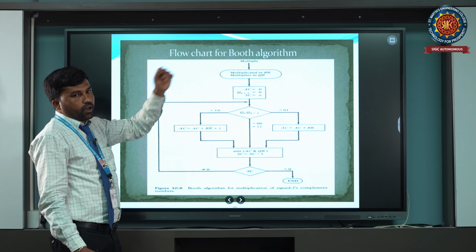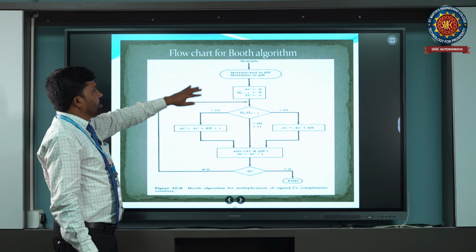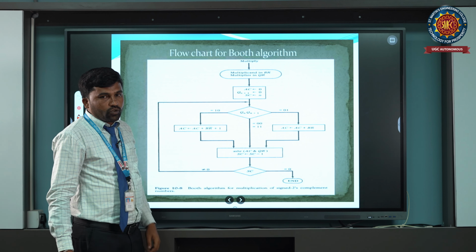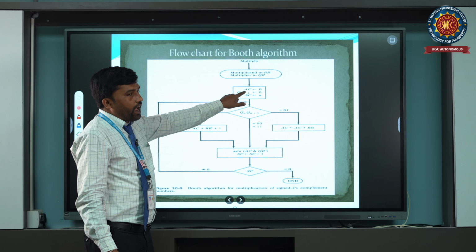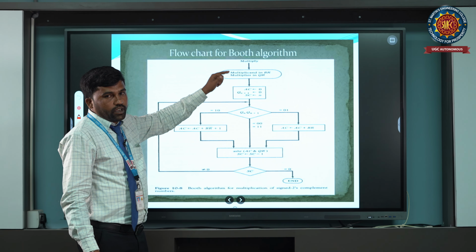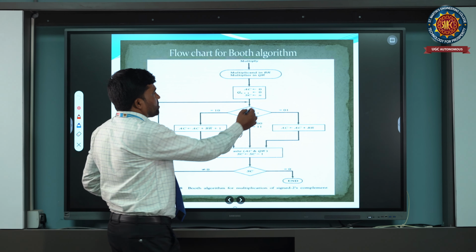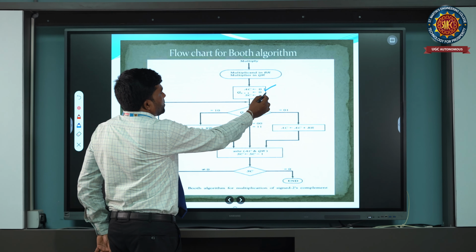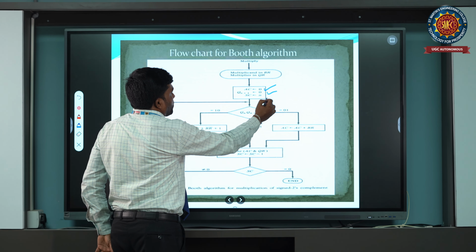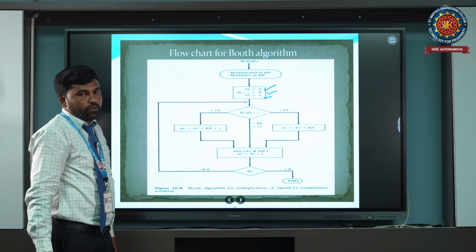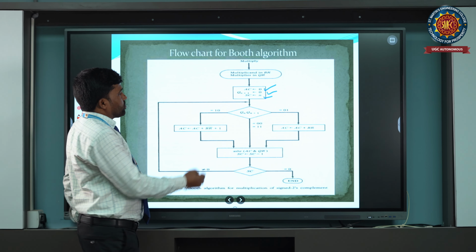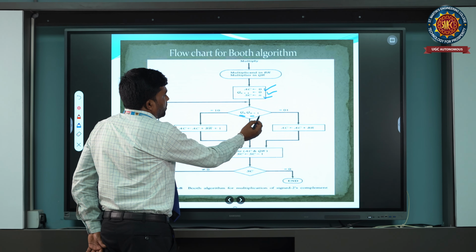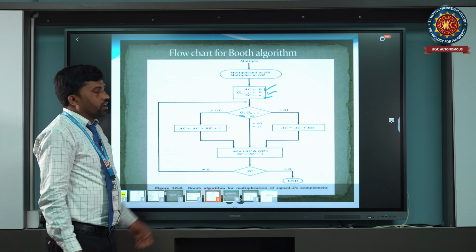So this is the flow chart of the Booth multiplication algorithm. See here, the multiplicand is stored in the BR register, and the multiplier is stored in the QR register. The accumulator is 0, A is always 0 at the initial stage. AC is 0, Qn plus 1 is 0, and the sequence counter is up to n bits. So up to n bits we count the sequence counter. Here we are taking the two bits Qn and Qn plus 1.